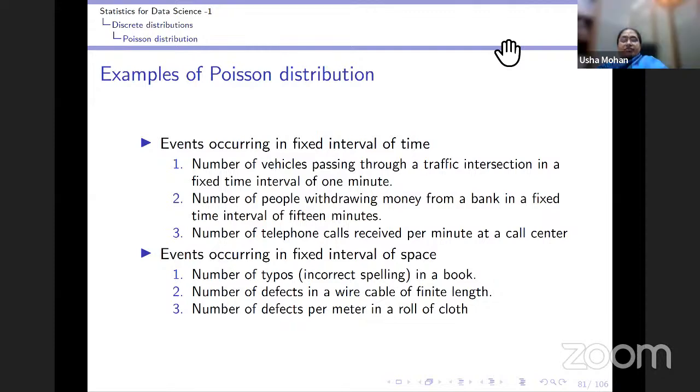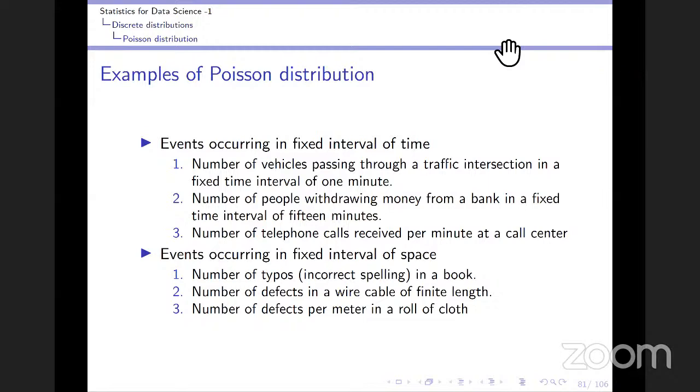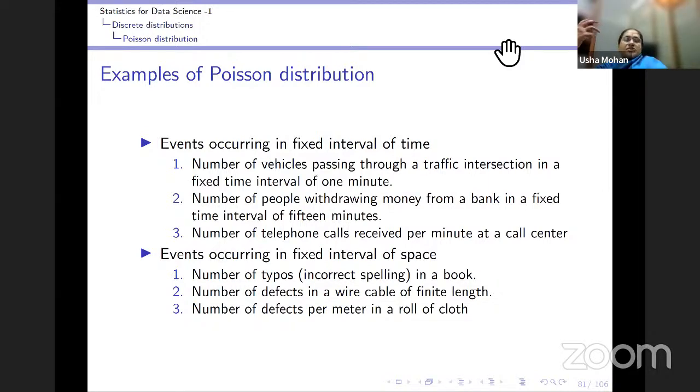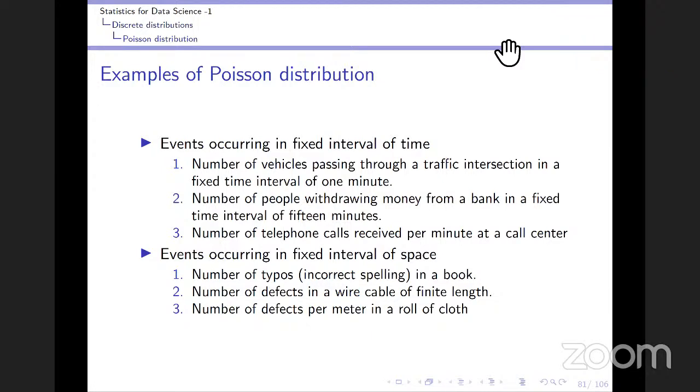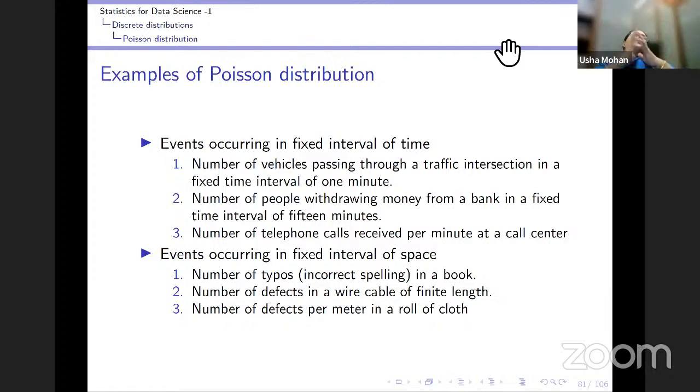Yeah, so the number of telephone calls received per minute in a call center is known. What is the chance of me getting 100 calls in an hour? These are the questions I ask. You'll have to model it as a Poisson distribution. So whenever you are asked questions which ask you to find the number of events that happen either in an interval of time or interval of space, you can model it as a Poisson distribution. Is this clear?